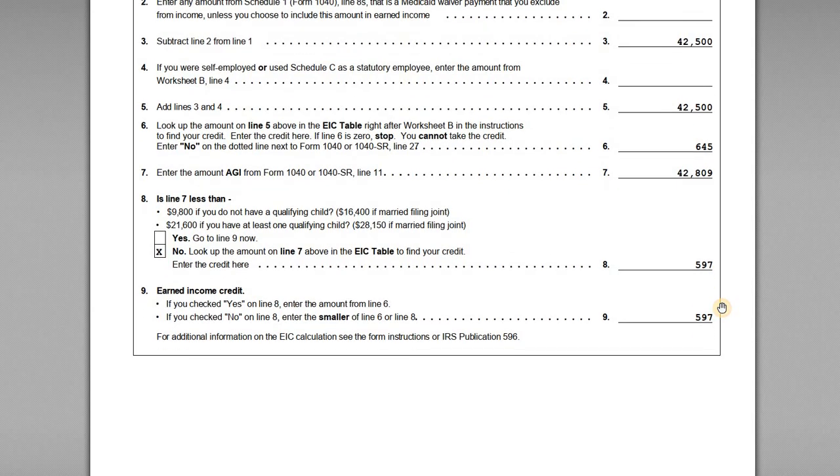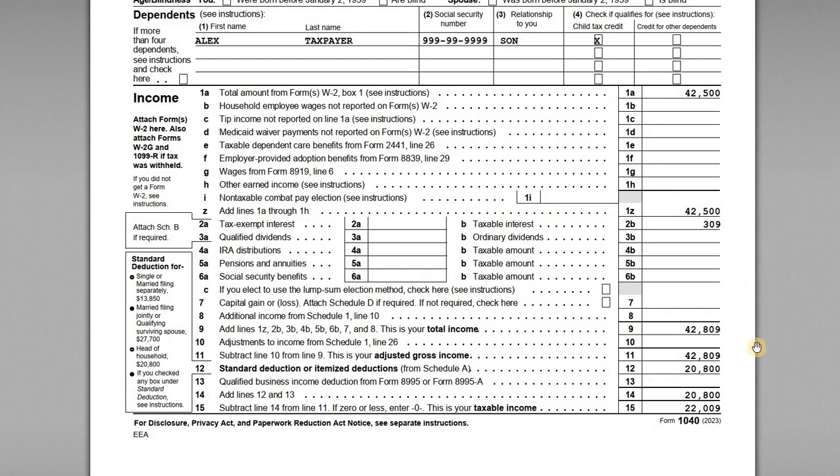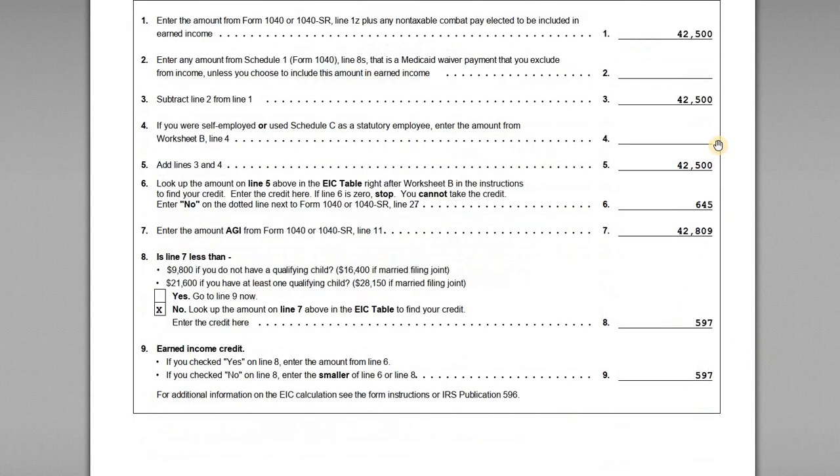Now we have to continue the worksheet and calculate total AGI and the EIC amount on that AGI. So the amount of adjusted gross income from line 11 of his return, if we go back to page 1, scroll down to line 11, we can see $42,809. So we input 42809 and then complete questions 8 and 9. So question 8 is asking us, is line 7 less than either of these two values? So 9,800 if we do not have a qualifying child, or 21,600 if we have at least one. In our case, the answer is no, right? So line 7 is not less than any of those amounts. So we enter no, and then look up the amount on line 7 using those same EIC tables.